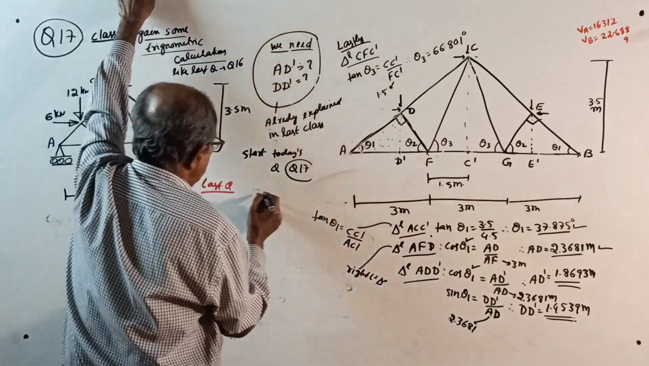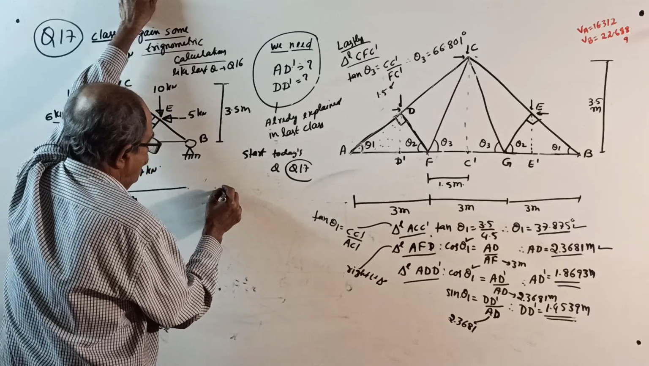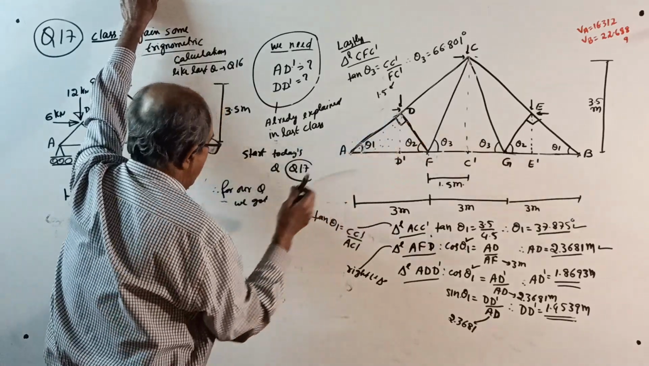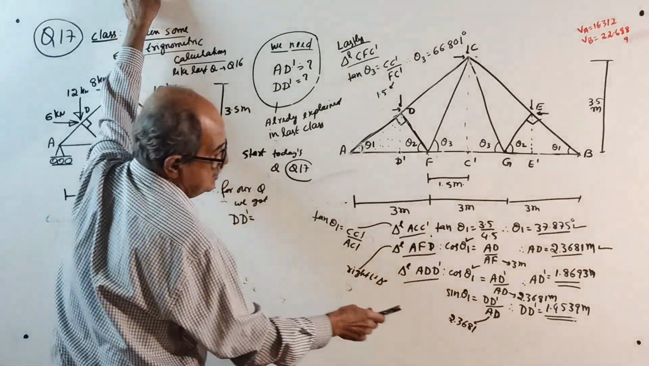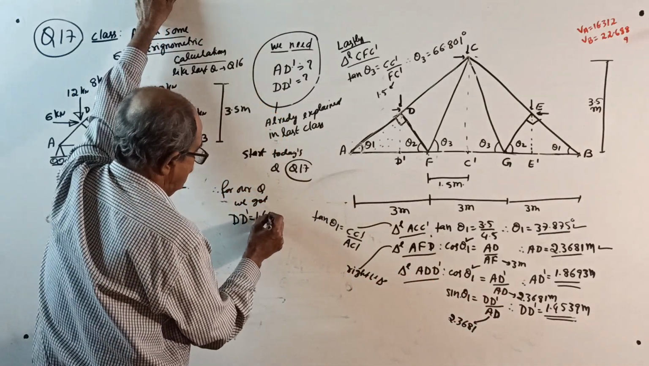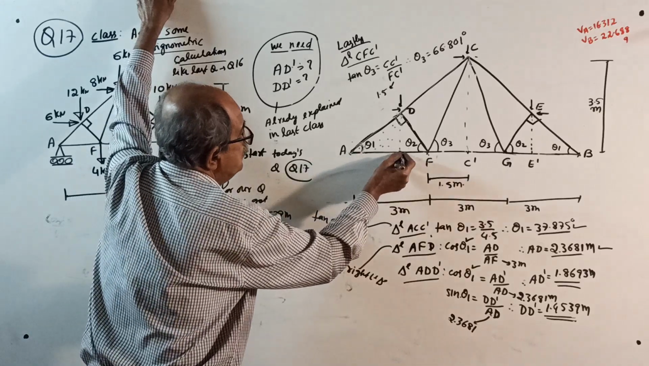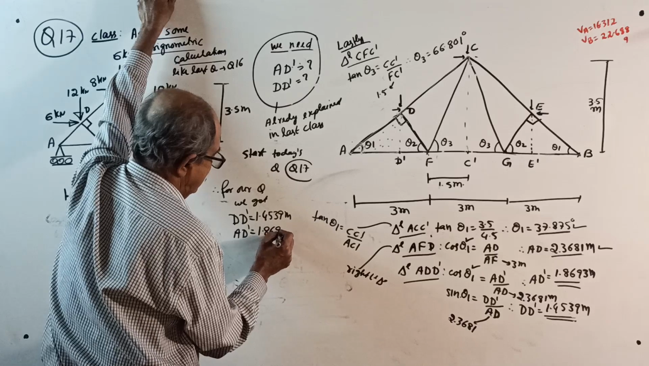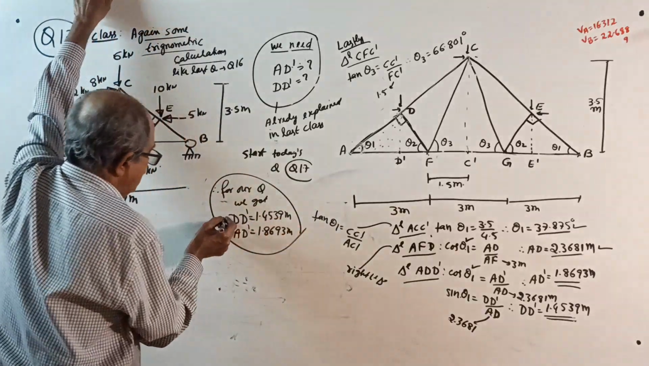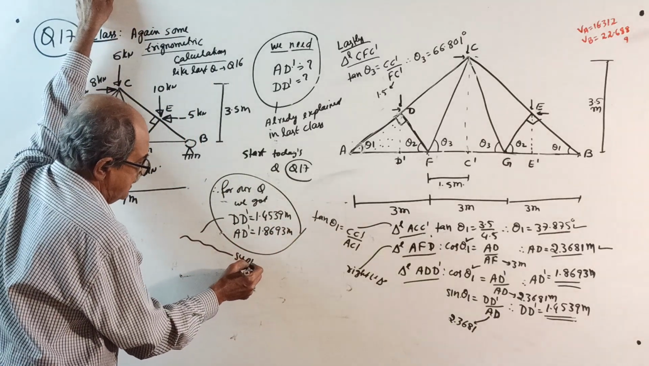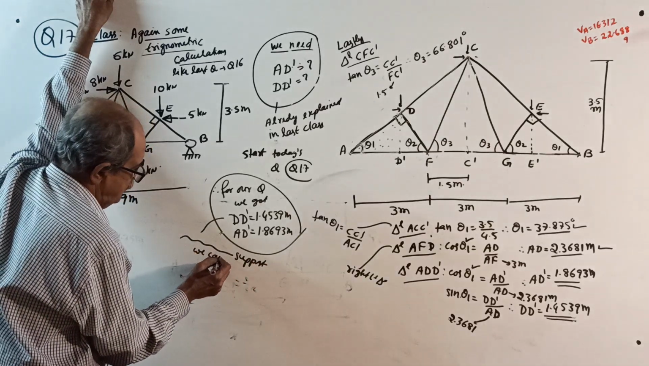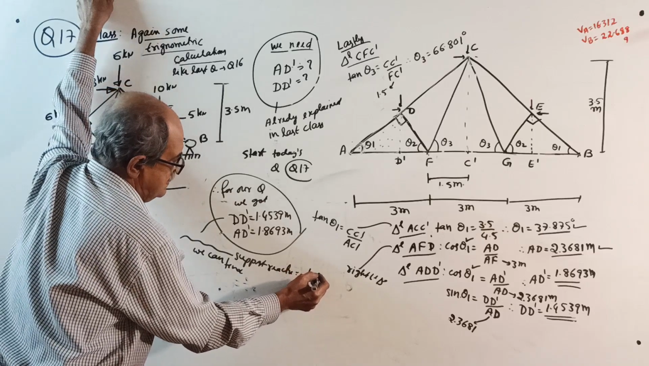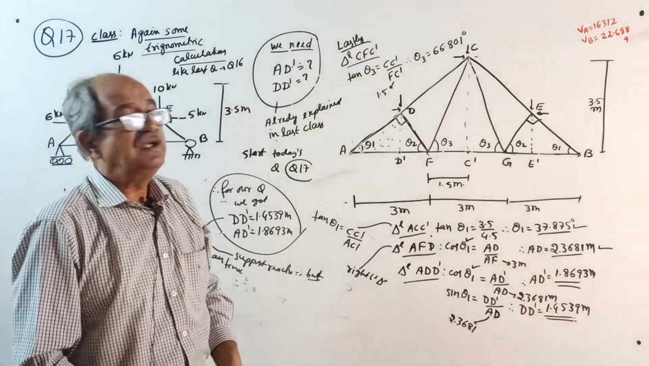So for our question, we got D to D dash, the height, as 1.4539 meters, and A to D dash, the horizontal length, as 1.8693 meters. With these values, you can find the support reactions.